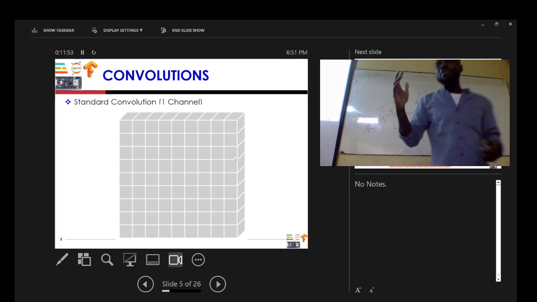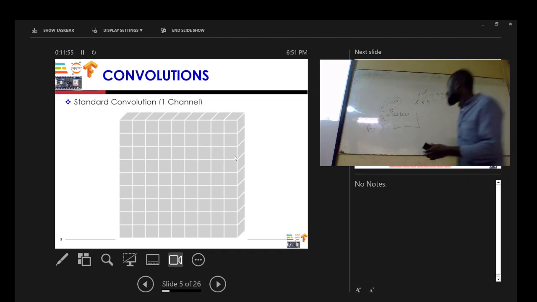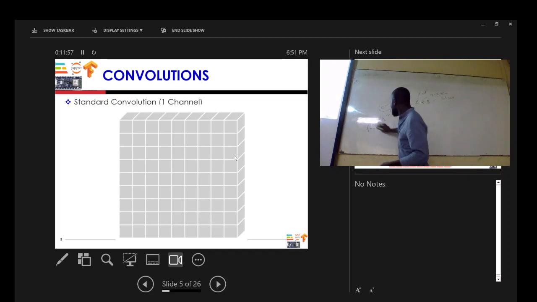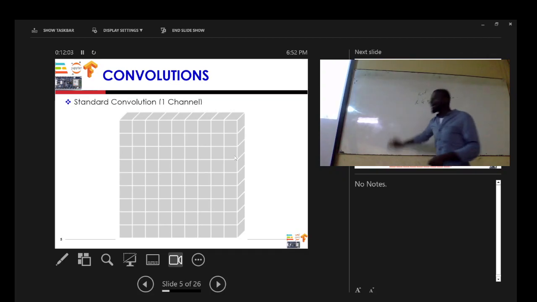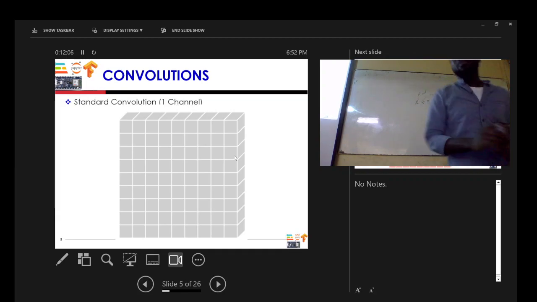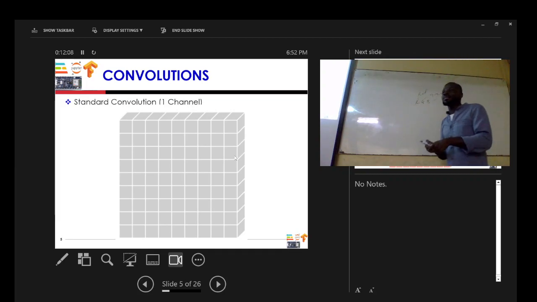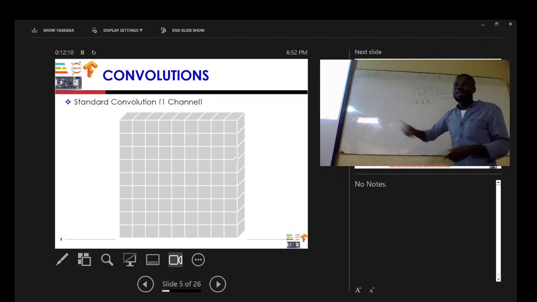If we take a colored image, on the other hand, the R has a value, the G has a value, the B has a value. So we say that colored images have three channels, right? It has the R channel, the G channel, and then the B channel.